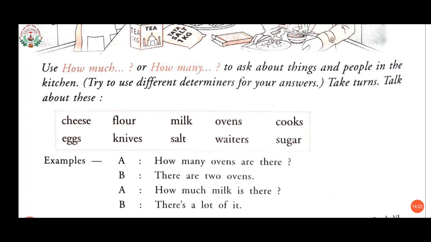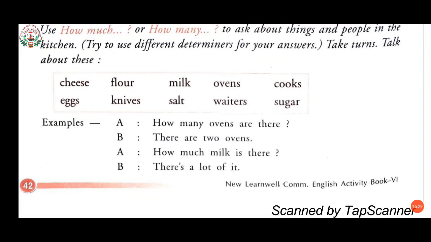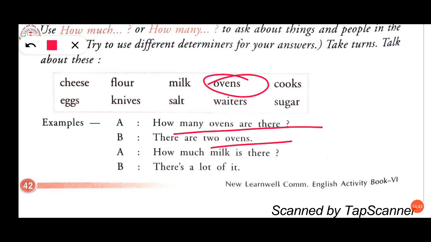Take turns, talk about these. So examples are given here, students. A is asking how many ovens are there, and B is replying to A that there are 2 ovens. So here words are given, that is ovens, and by using those words they are making a question like how many ovens are there, and the other is replying there are 2 ovens.